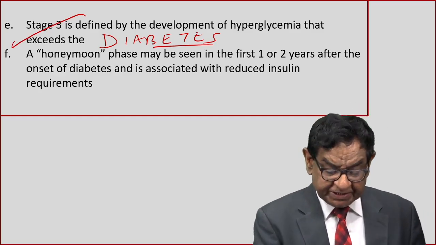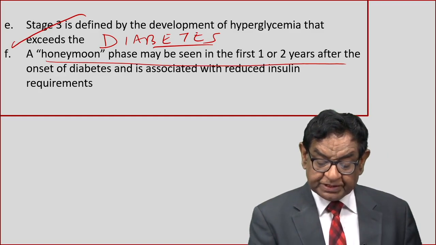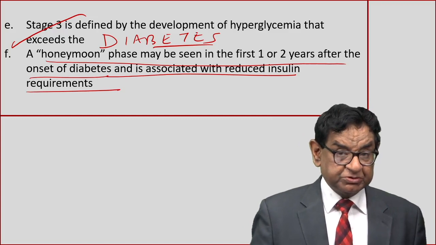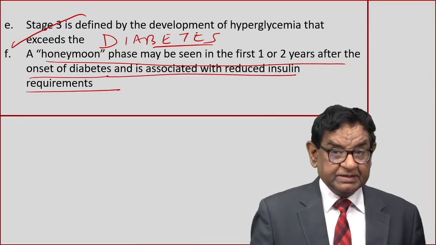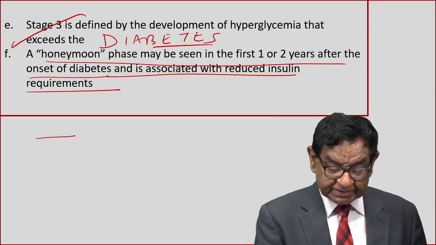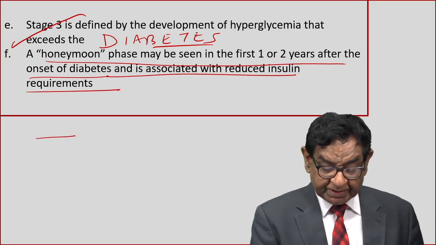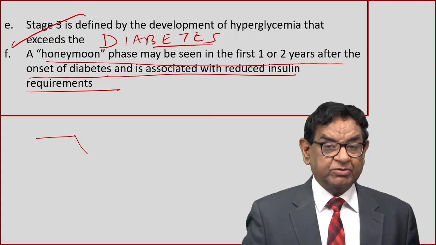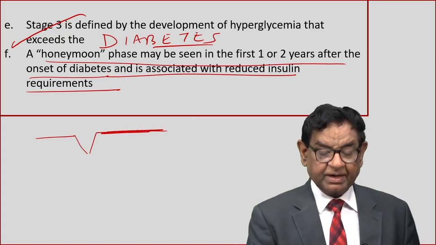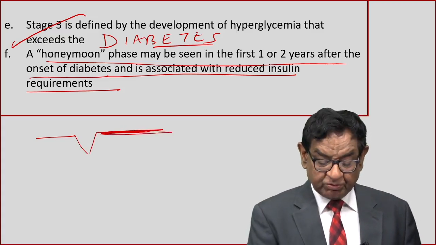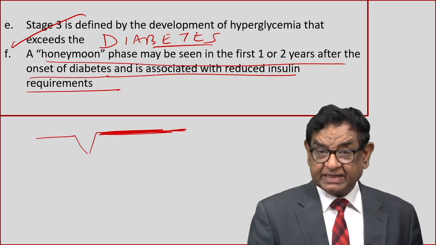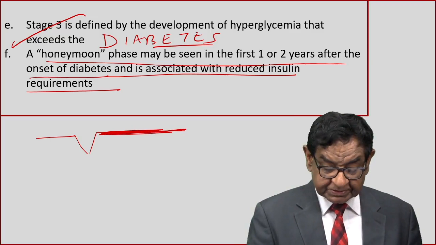Well, in the initial phase of type 1, 1 to 2 years after onset of diabetes, the patient may be associated with a honeymoon period. That means some illness occurs suddenly, and the patient may develop some amount of diabetes, but again the illness goes and the patient comes to normal. So this period is known as the honeymoon period, where the patient may require less insulin, but it occurs in the initial phase of type 1 diabetes.